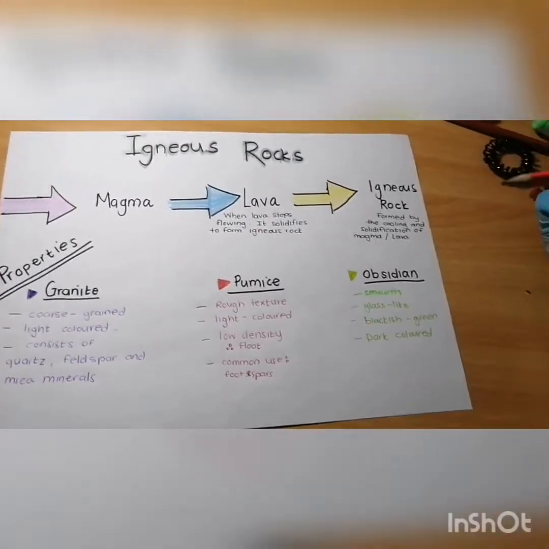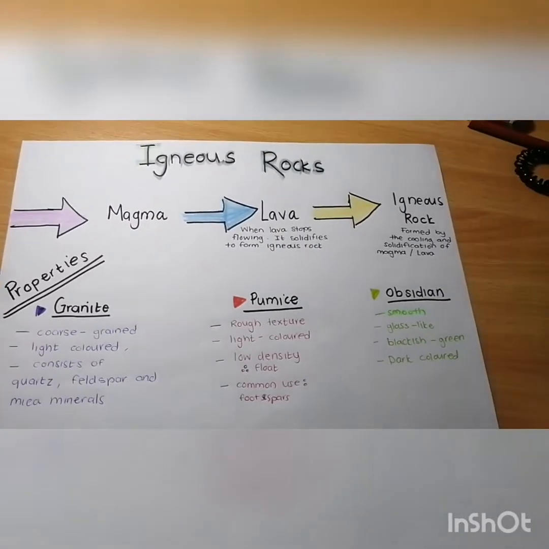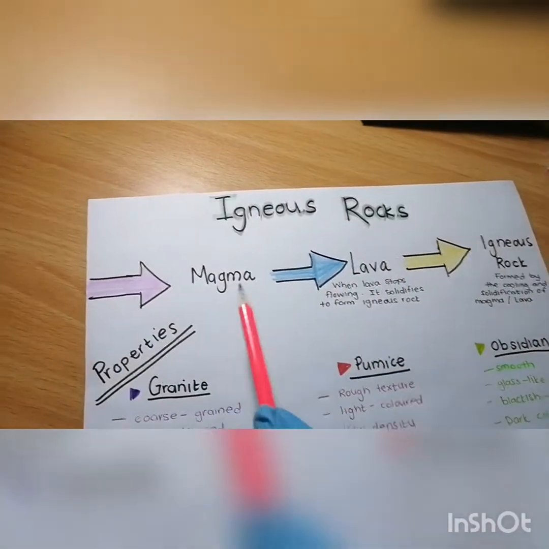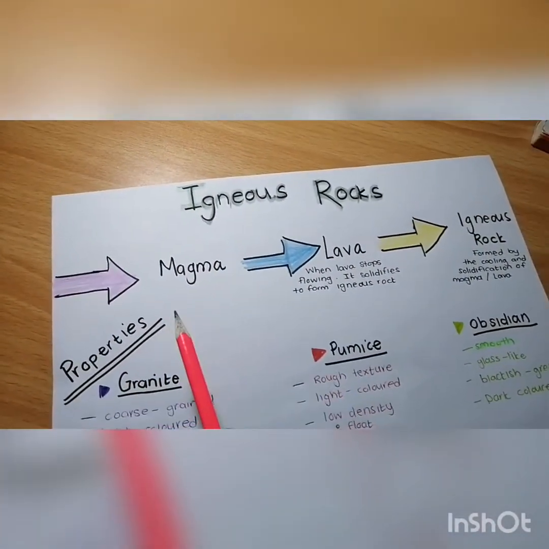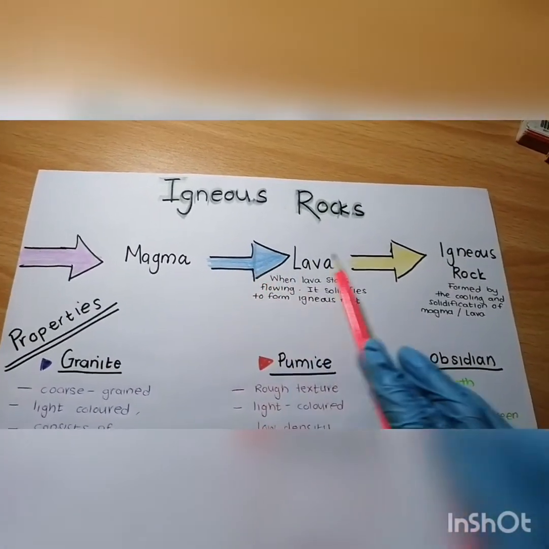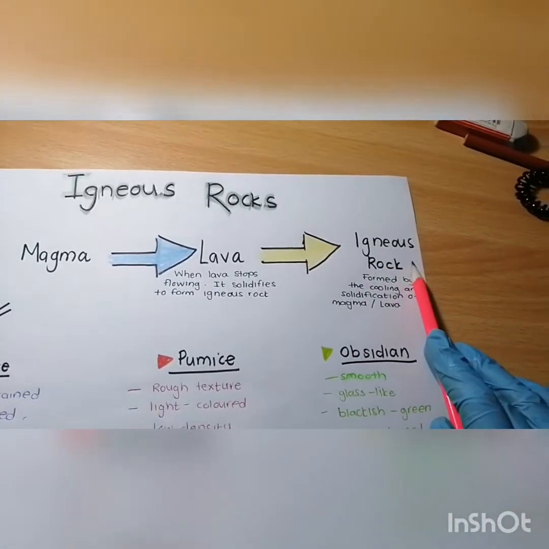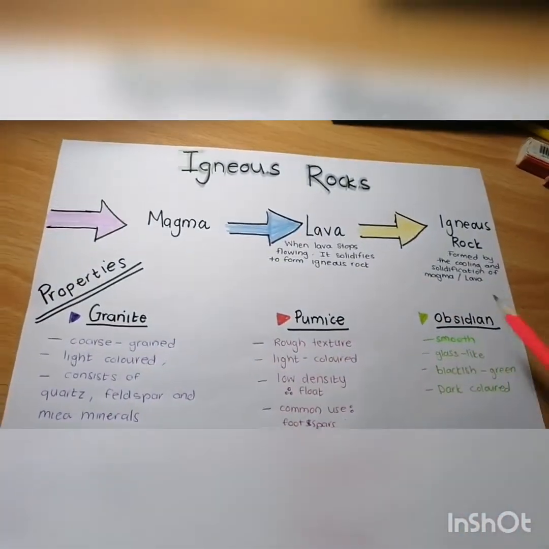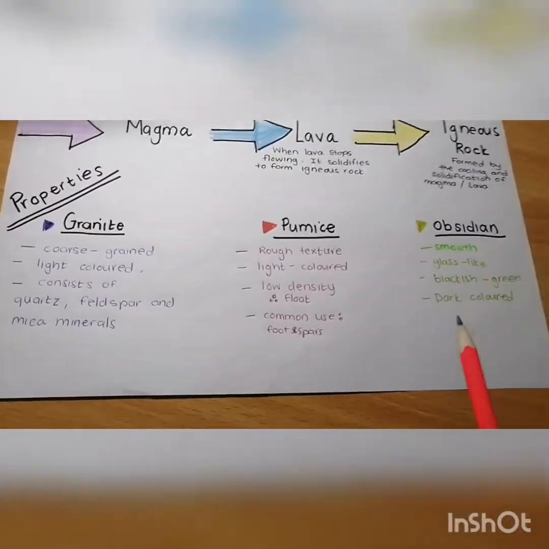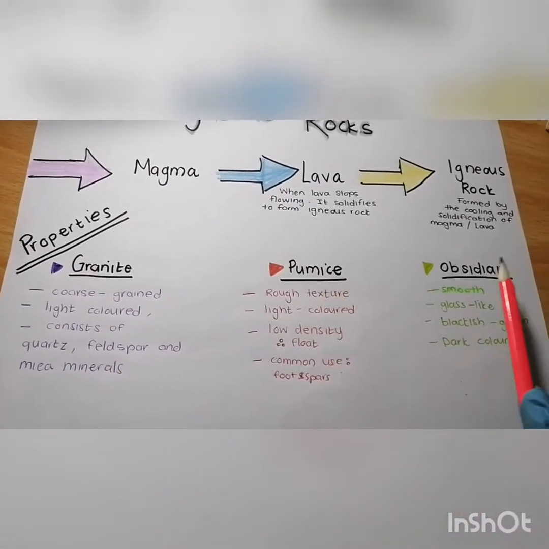Now, once the lava has reached the surface, it solidifies and is known as igneous rock. This is the cycle. It starts off as magma, which is inside the volcano. Then it's spewed out as lava. Then when it solidifies, hardens and cools, it becomes igneous rock. There are many types of igneous rocks, and we will just concentrate on these 3 for now: granite, pumice, and obsidian.